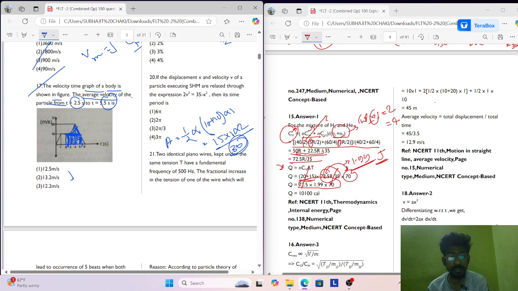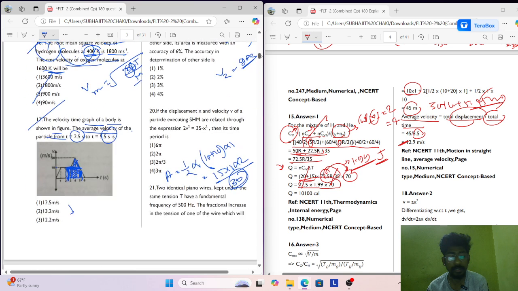The area of the trapezium part is 30 and the area of this part is 10 plus half of this, which means 5. So 30 plus 10 plus 5 equals 45 meters. And average velocity is total displacement by total time. Total displacement we got is 45, total time is 5.5 minus 2.5, which means 3. 45 by 3 is 15. This will be 2, not 2.5. This will be 2, right?